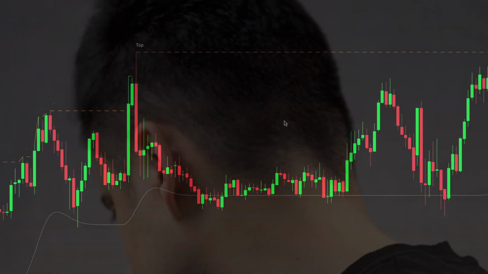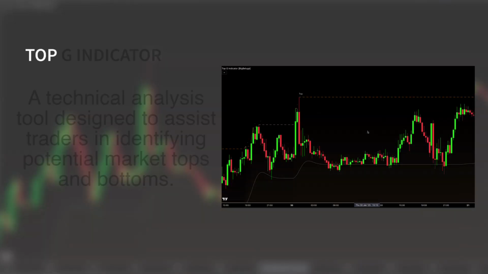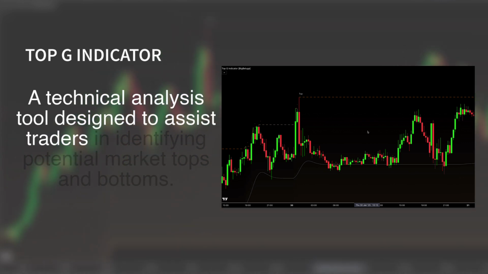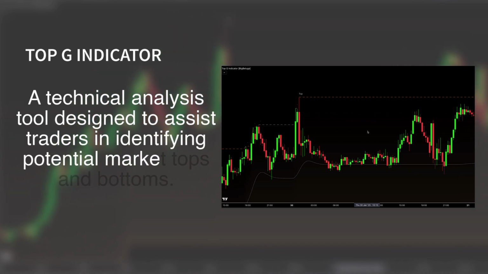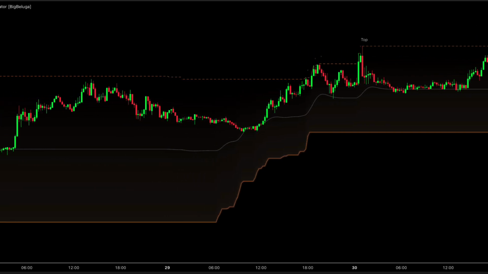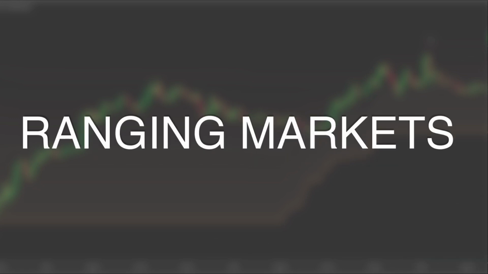Now you may be thinking, but what exactly is this indicator? Well, the Top G Indicator by Big Beluga is a technical analysis tool designed to assist traders in identifying potential market tops and bottoms. Its simplicity and focus on market extremes makes it particularly useful for traders looking to time entries and exits in trending or ranging markets.